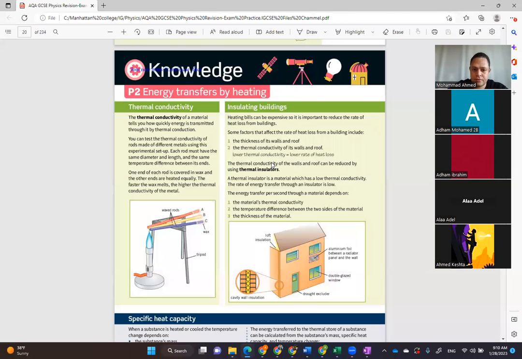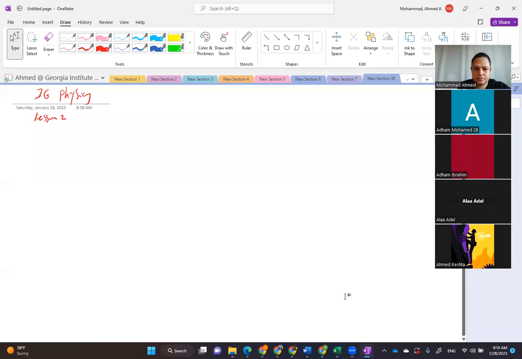So if we go here, if we have a rod like this, you see my OneNote file?